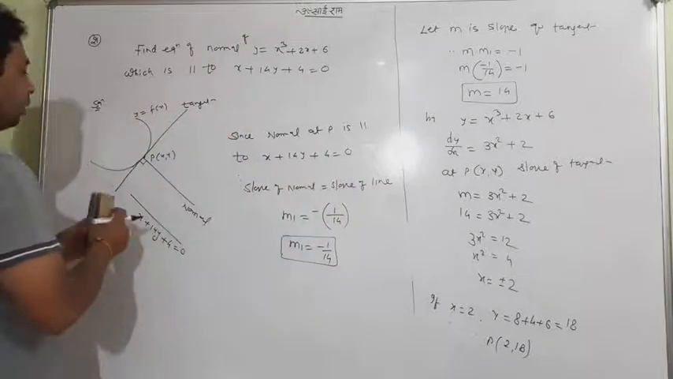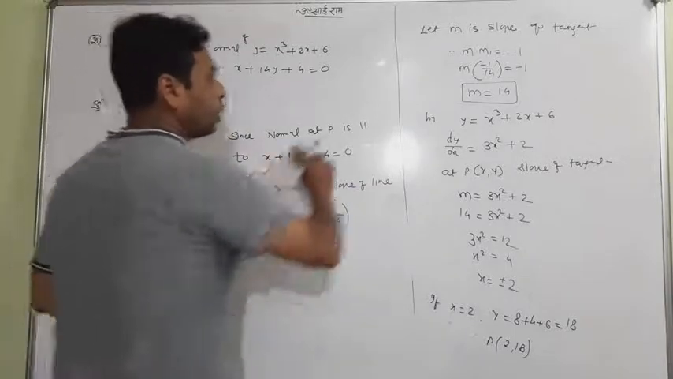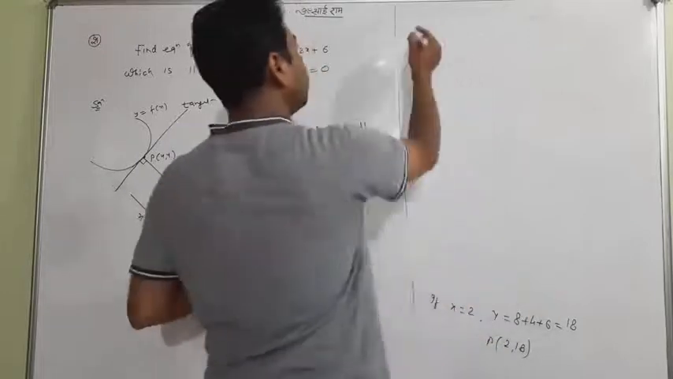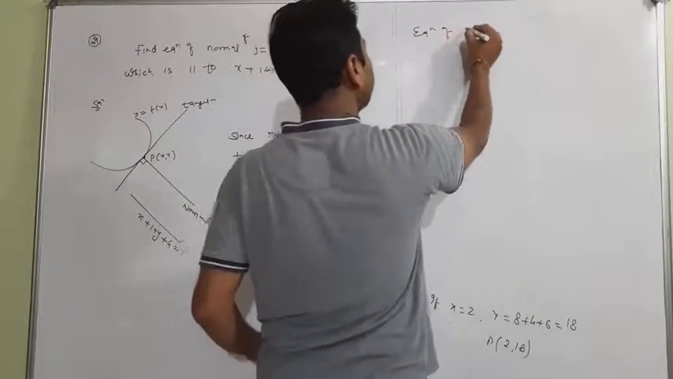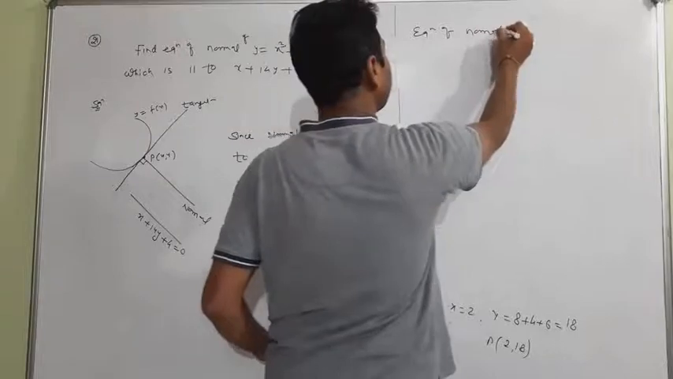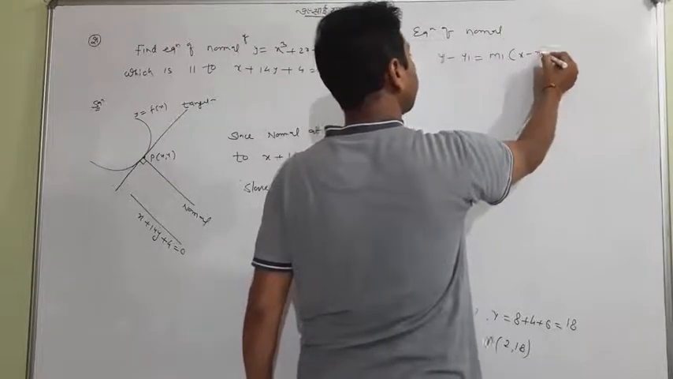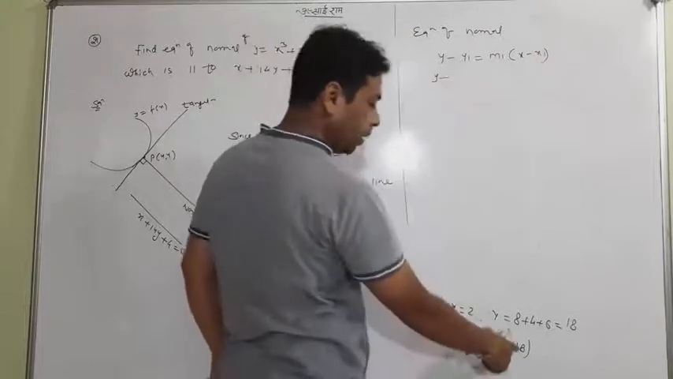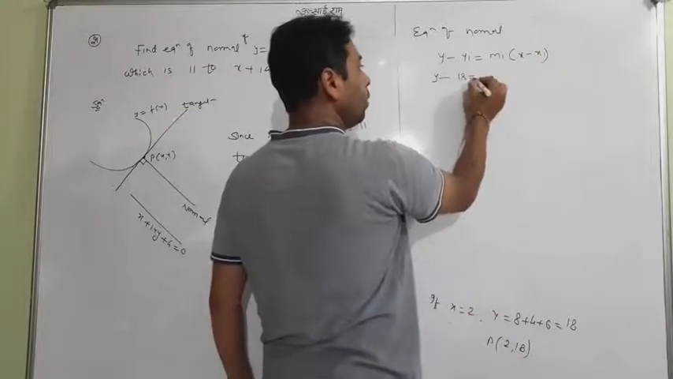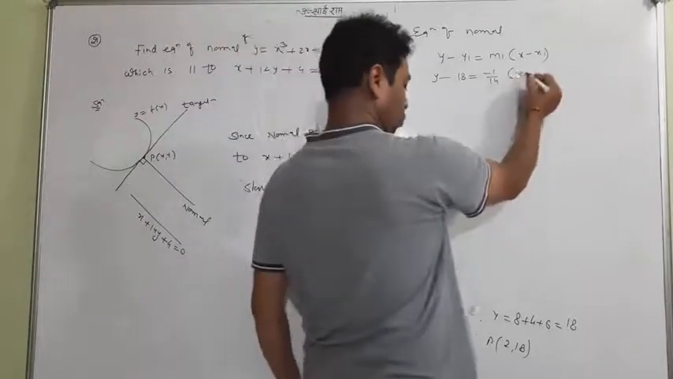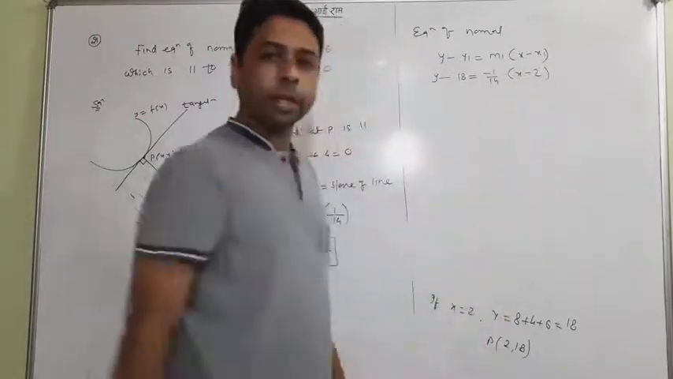Let me do it here. Where should I write? Let me rub this portion. So what I'm writing here, the equation of the normal will be y minus y1 equal to m1 times (x minus x1): y minus 18, m1 will be minus 1 by 14, and x minus 2. Please solve by your own and get your answer.